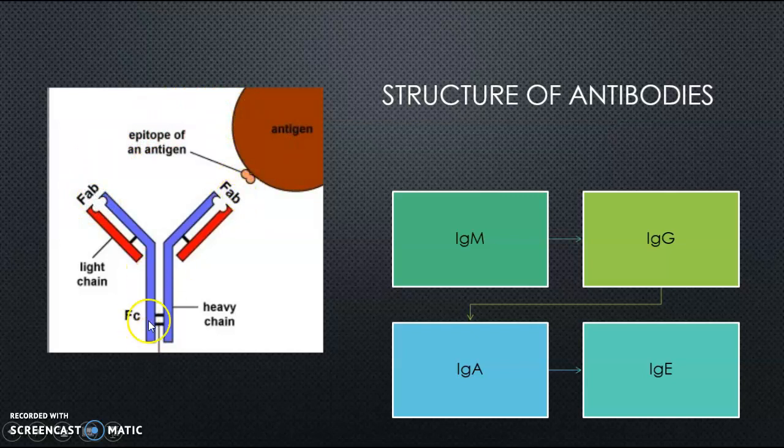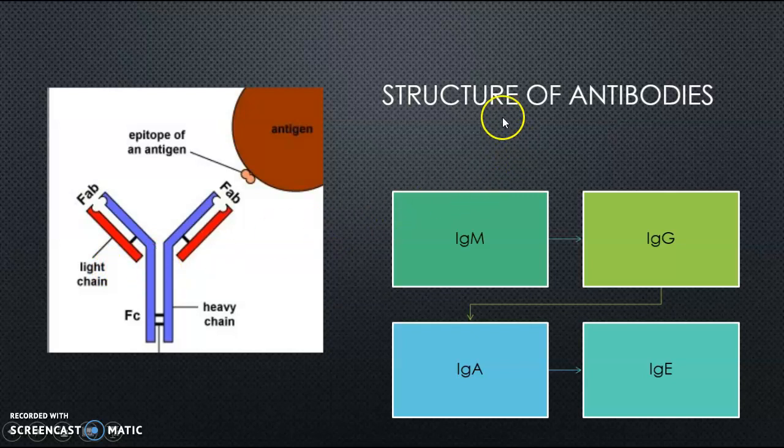The Fc region lets the rest of the body know something has happened. This region interacts with effector cells and molecules. Right here, between these two, is called the hinge region. It's a flexible tether that allows movement in the Fab region.